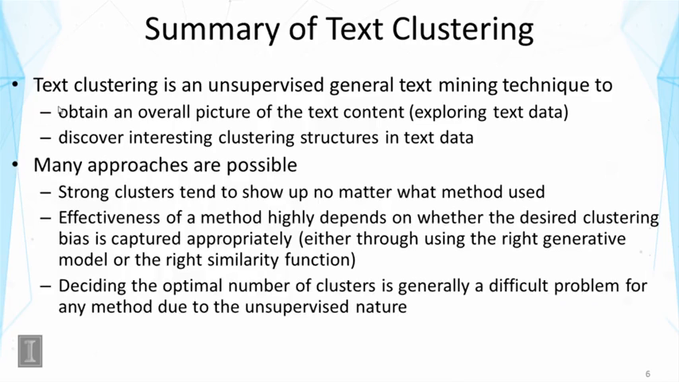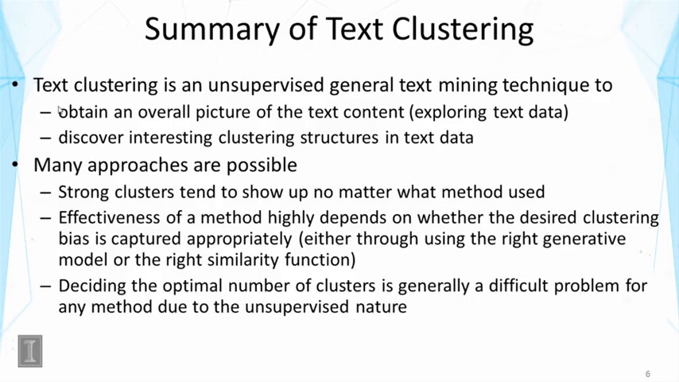There are many approaches that can be used for text clustering, and we discussed model-based approaches and similarity-based approaches. In general, strong clusters tend to show up no matter what method is used. Also, the effectiveness of a method highly depends on whether the desired clustering bias is captured appropriately. And this can be done either through using the right generative model, the model designed appropriately for the clustering, or the right similarity function to explicitly define the bias.